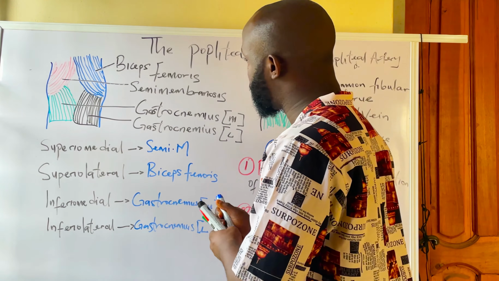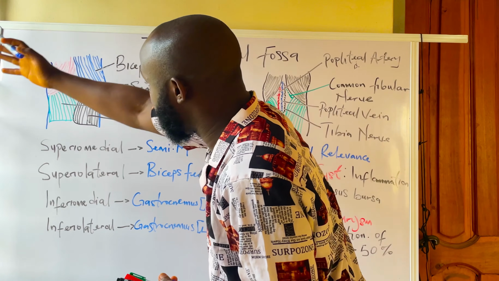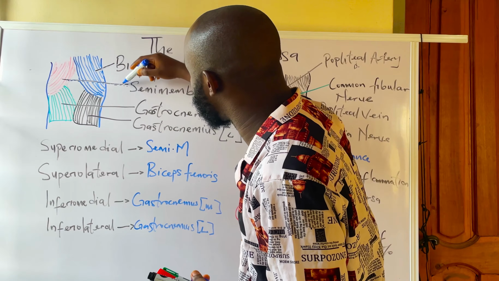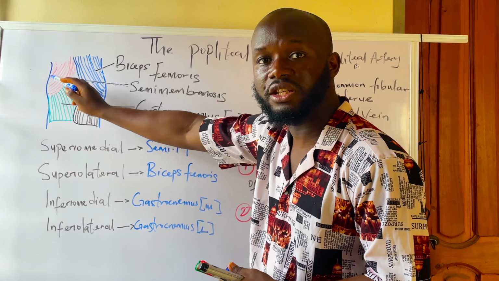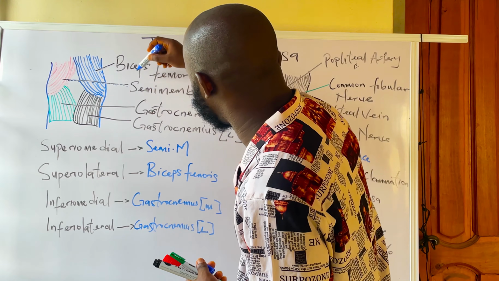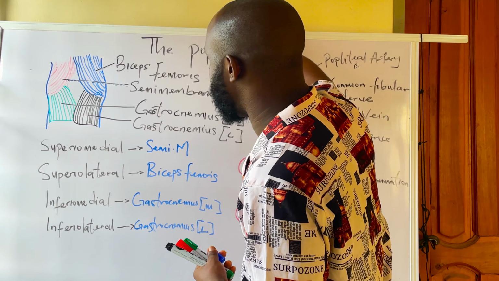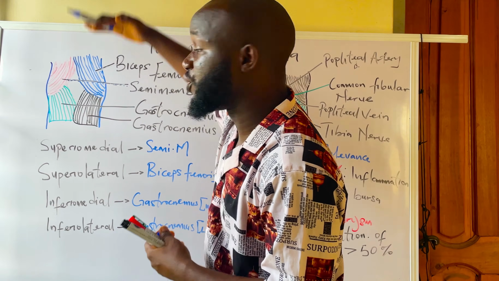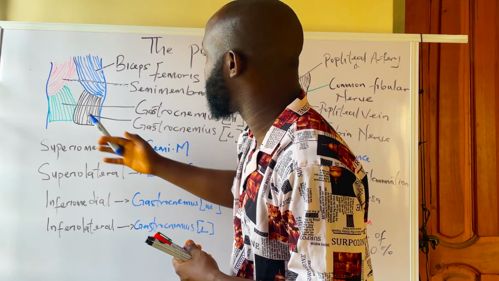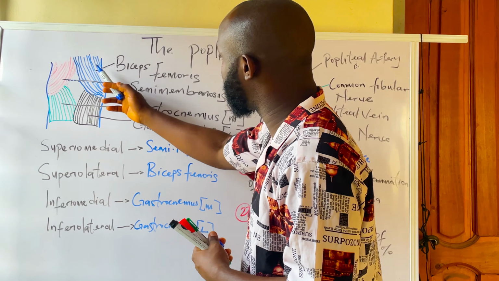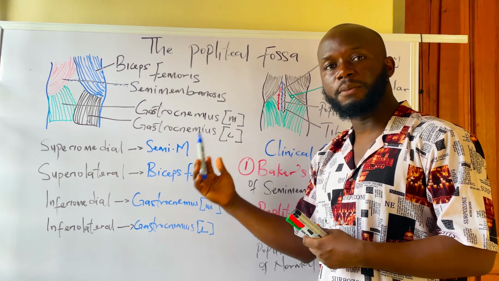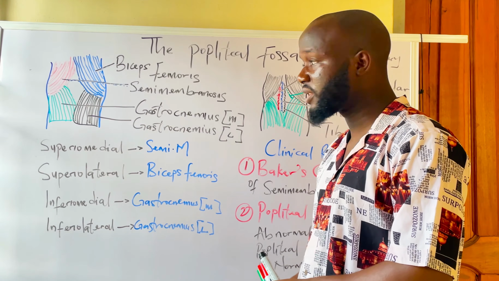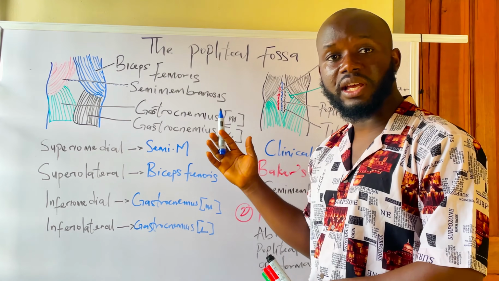So the superomedial aspect, this is the medial aspect. The superomedial aspect is formed by the semimembranosus muscle. This is the muscle labeled in red. Then the superolateral aspect is formed by biceps femoris. So here is the medial, here is the lateral aspect. So the superior, the upper part, superomedial aspect is formed by the semimembranosus muscle, while the superolateral aspect is formed by the biceps femoris.